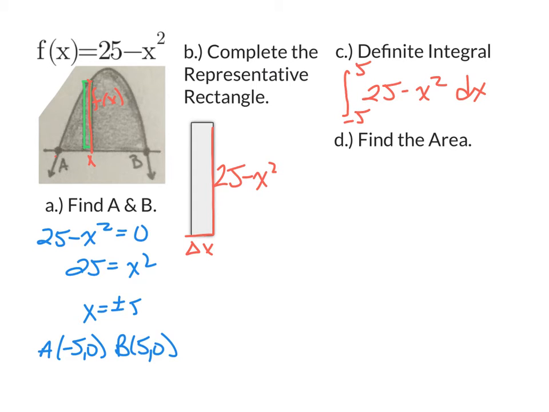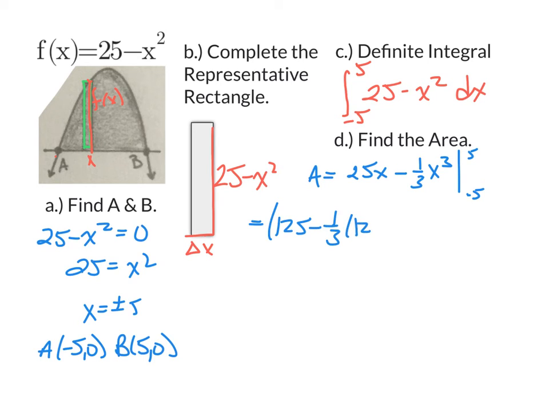And this is going to be our definite integral that we now have to evaluate in order to find the area. So the area is going to be the integral from negative 5 to 5 of 25 minus x squared. Well, the integral of 25 is 25x. And the integral of x squared is 1/3 x to the third. And we'll evaluate that from negative 5 to positive 5. So we'll plug in that positive 5 first. 25 times 5 is 125, minus 1/3 of 5 cubed, which is another 125. And from that, we'll subtract the value when we plug in negative 5.